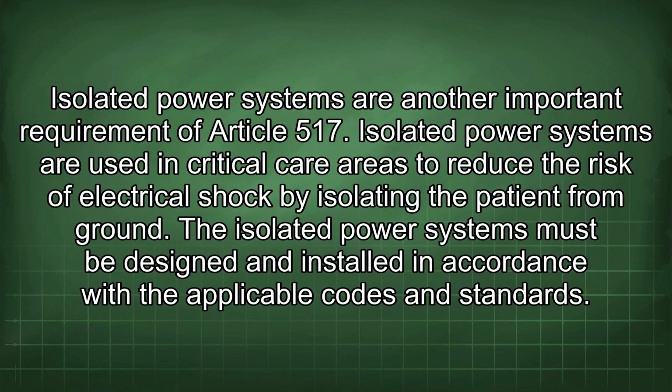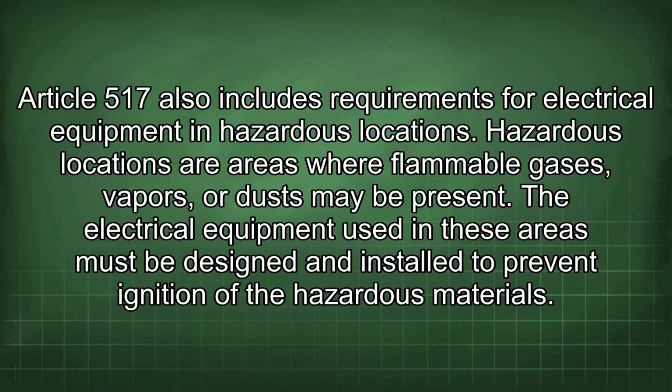Isolated power systems are another important requirement of Article 517. Isolated power systems are used in critical care areas to reduce the risk of electrical shock by isolating the patient from ground. The isolated power systems must be designed and installed in accordance with the applicable codes and standards. Article 517 also includes requirements for electrical equipment in hazardous locations. Hazardous locations are areas where flammable gases, vapors, or dusts may be present. The electrical equipment used in these areas must be designed and installed to prevent ignition of the hazardous materials.